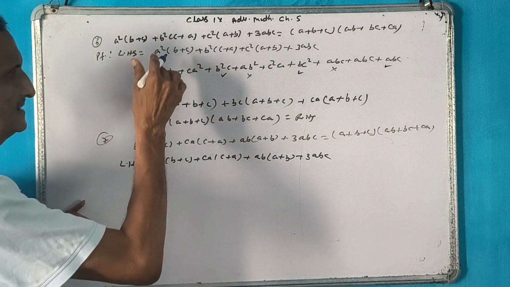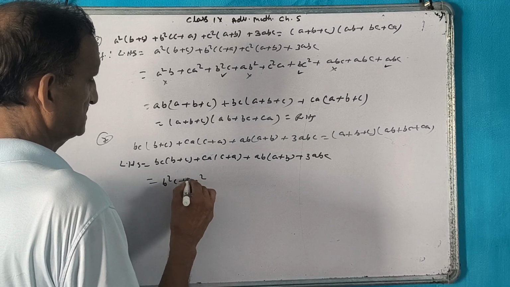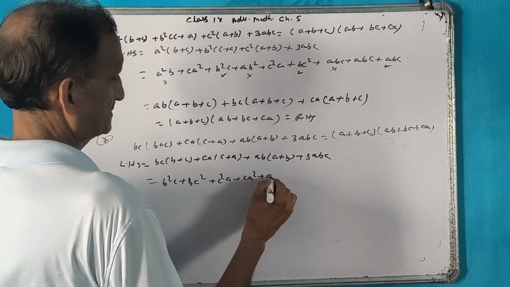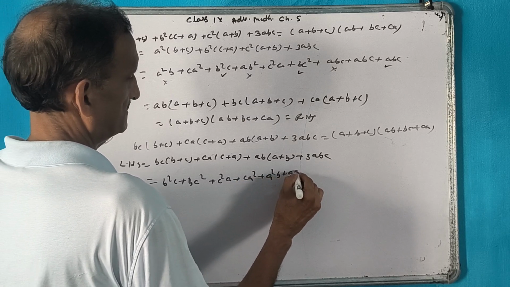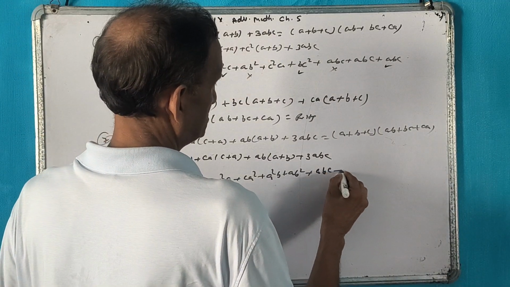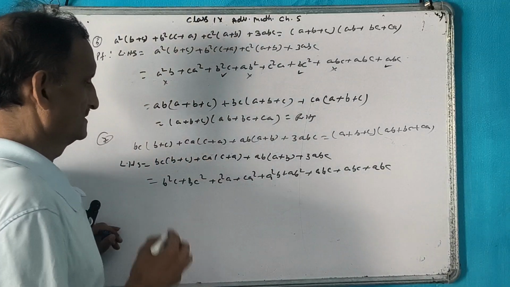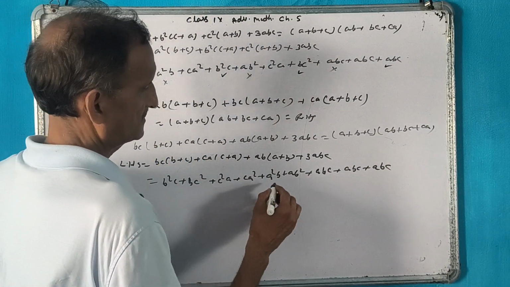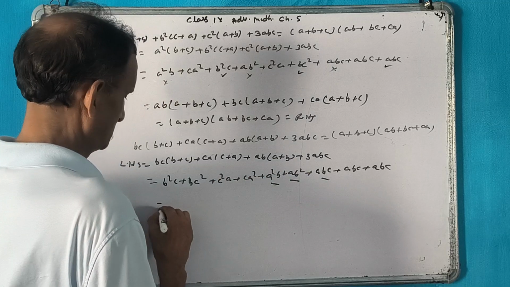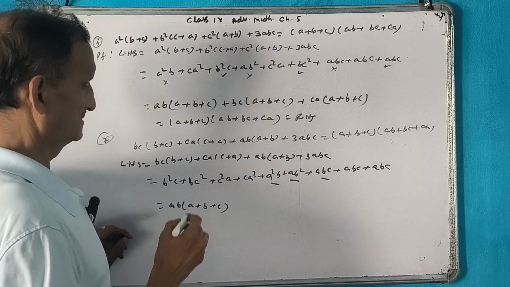Remove all the brackets like this only. So B square C plus BC square plus C square A plus CA square plus A square B plus AB square. And this 3ABC, you know, we will write as 3 times ABC, ABC plus ABC plus ABC. Now from here we'll start. See, from all these 3 terms, what is common? Very clearly AB. So take AB common, you will get A plus B plus C.